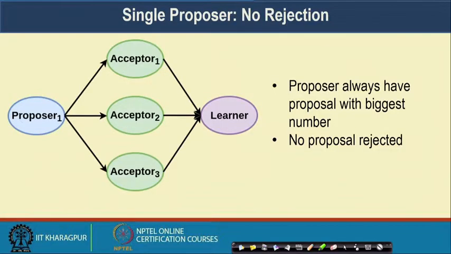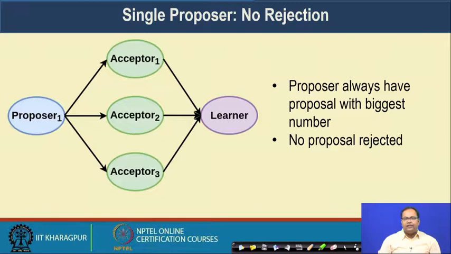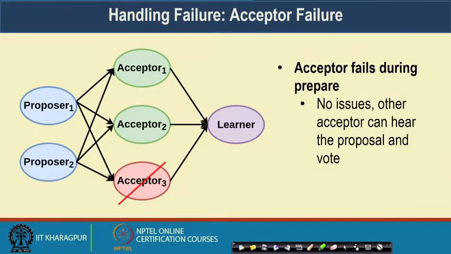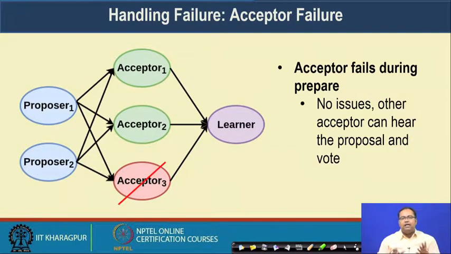Well, if you have a single proposal in the system, then the system is very simple. With a single proposal, every acceptor will accept that proposal because that is going to be the biggest, and so the proposal does not get rejected if the acceptors are correct. So, you need to ensure that the majority of the acceptors are non-faulty.